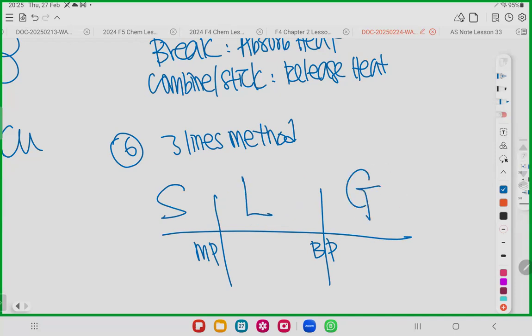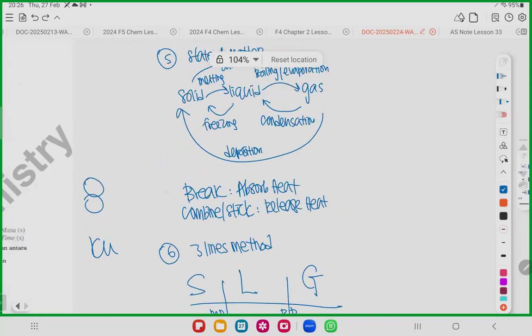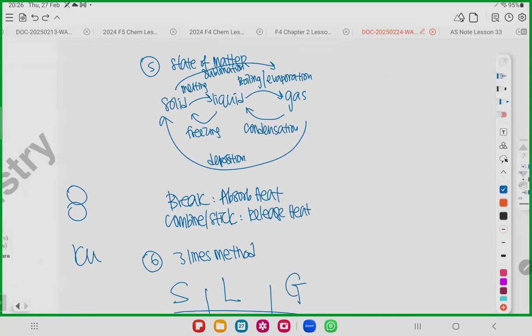Okay. Then you look at what temperature they want. If the temperature is here, then it's a solid. If the temperature is here, then it's a gas. If the temperature is here, then it is a liquid. So make sure you all know how to predict whether you have a solid, a liquid, or a gas. That is what you need to know. Okay, done. I hope everyone is okay with this.